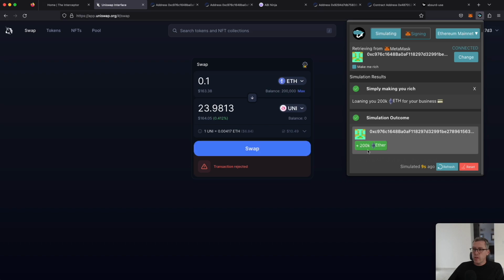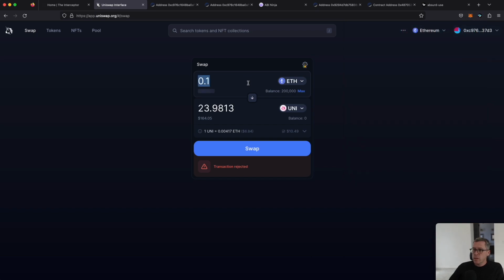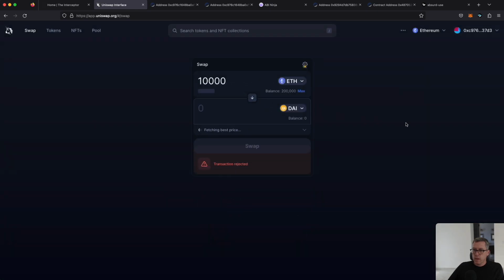ourselves 200,000 extra ETH. And we can see right now that Uniswap thinks that we have 200,000 ETH, when on the mainnet chain, if you were to look on Etherscan, nothing has changed at all. But it gives us the ability to play around. So let's say we want to, how about take 10,000 ETH. How much Uni can we buy for that? Okay, 2 million Uni. Let's actually change this to a different token. Let's do DAI. I think it's a little more exciting.